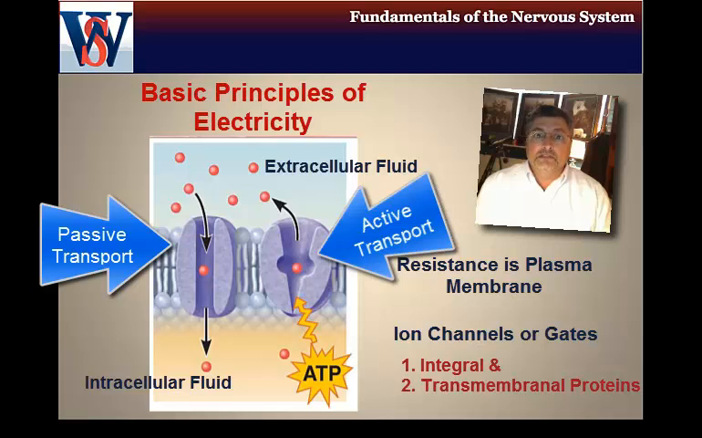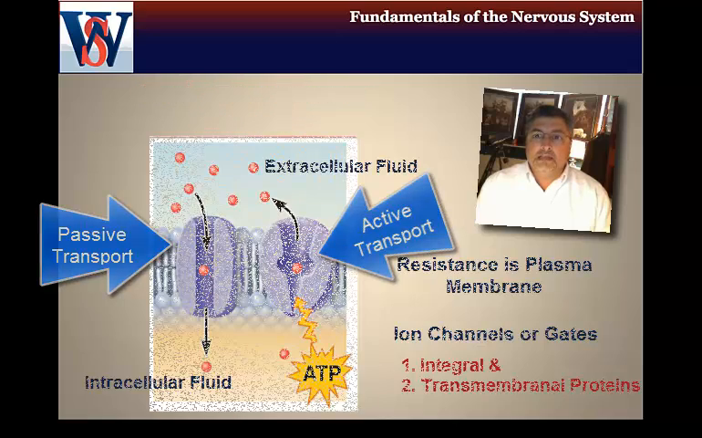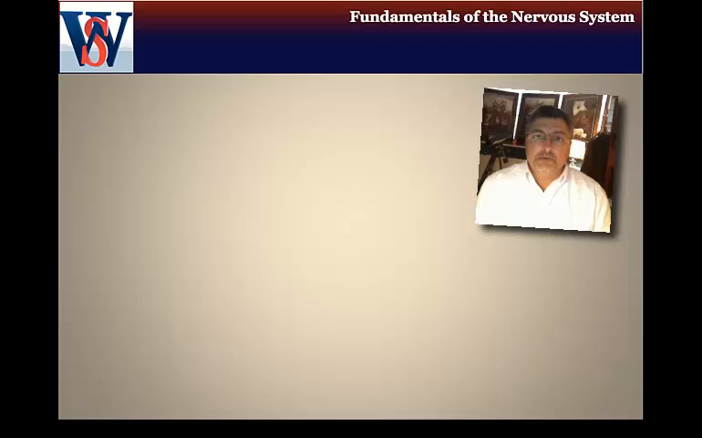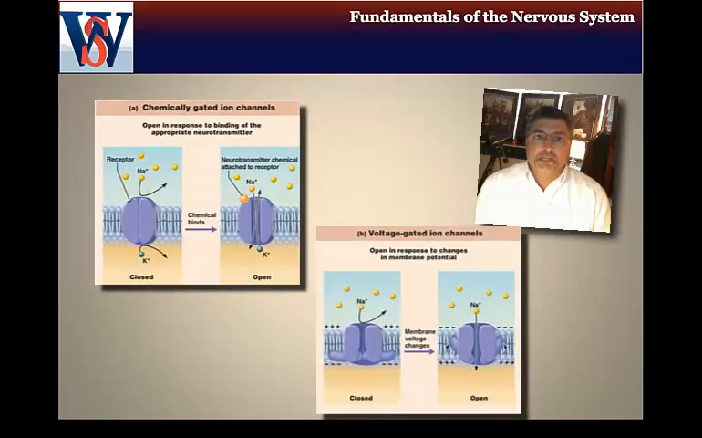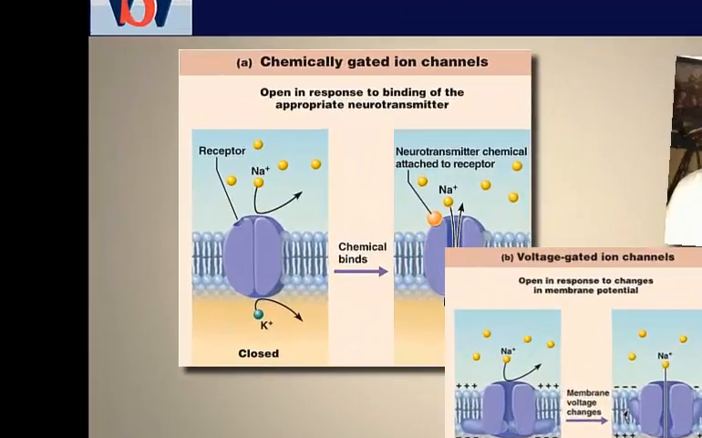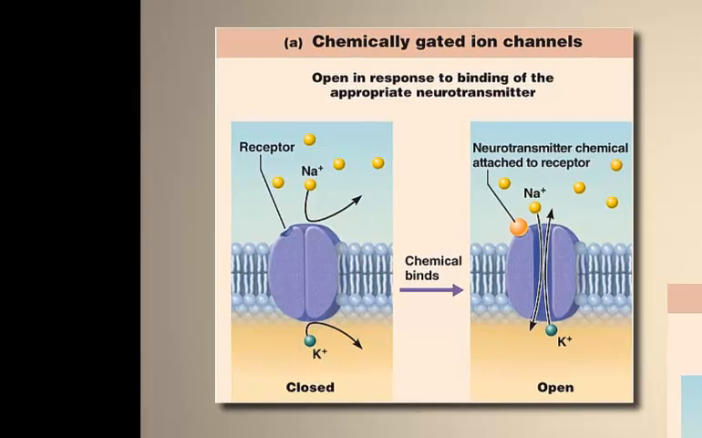Now, these ion channels will support both passive and active transport. And there's typically two types of ion channels that we can discuss: chemical and voltage regulated channels. Now, a chemical gated ionic channel opens by being stimulated by a specific chemical. Notice here in this image that what happens is a chemical comes along and binds to the surface at a receiver site on that protein.